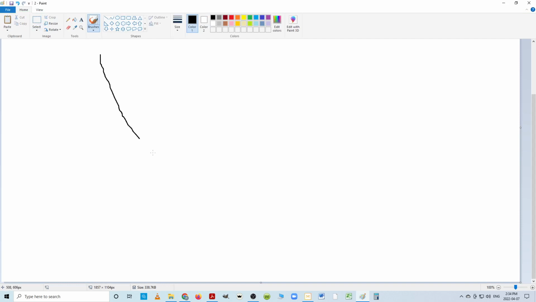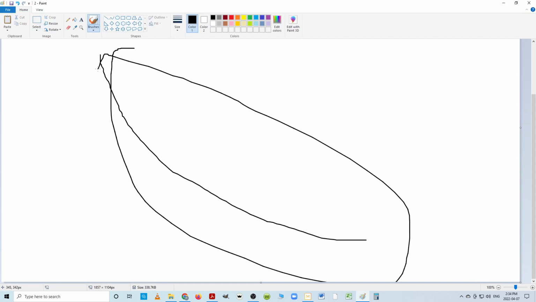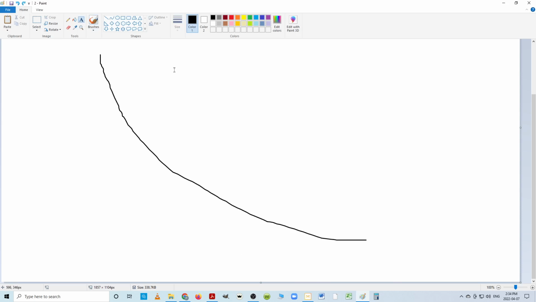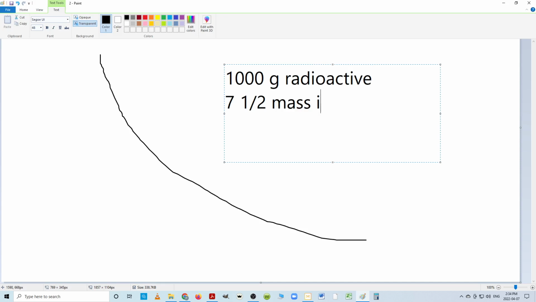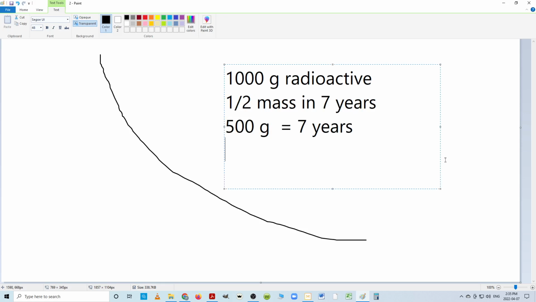Now decays look like that. Certain things that do decay include radioactivity. Radioactivity has a half-life that's millions of years, but let's put it in simple terms. If I have 1,000 grams of a radioactive material and it decays to half its mass in 7 years, what will happen after 7 years? It'll be 500 grams. What will happen 7 years later? It'll be 250 grams. What will happen 7 years later? No, that should be 14 years. It'll be 125. And it'll keep shrinking like that.